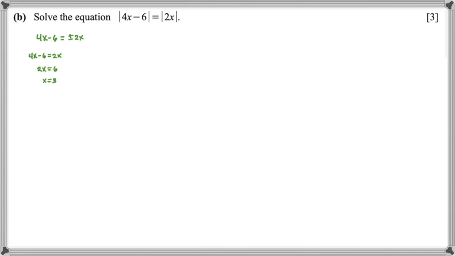Okay? Now, another, when 4x minus 6 is equal to negative 2x, alright? So you get 6x is equal to 6. Hence, x is equal to 1.